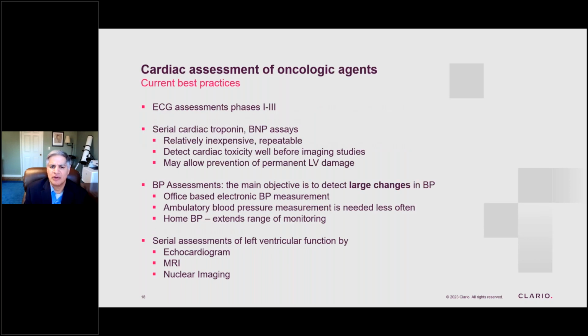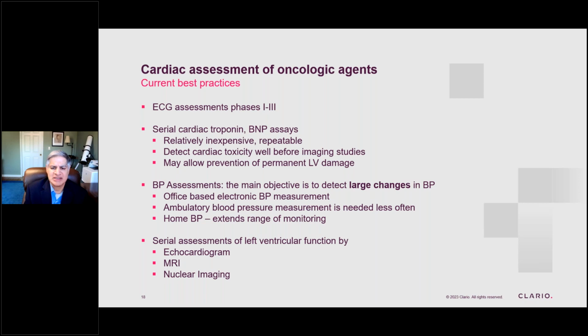And so finally, I just want to give an overview of what we think might be best practices for monitoring for cardiac safety in oncologic study. We've discussed getting frequent and enough ECG assessments in all phases of development. This is something that's simple and easy to do, and I think that most sponsors follow well.